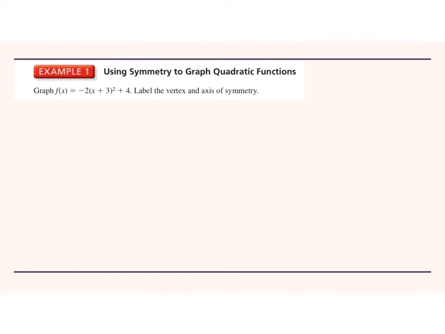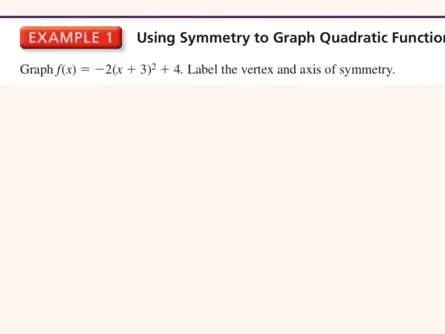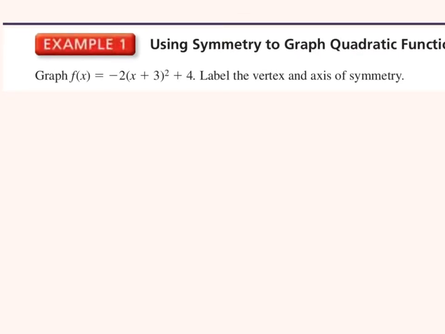This is the third slide. So example 1. We need to label the vertex and axis of symmetry and graph it. How do we find our vertex when it's in vertex form?